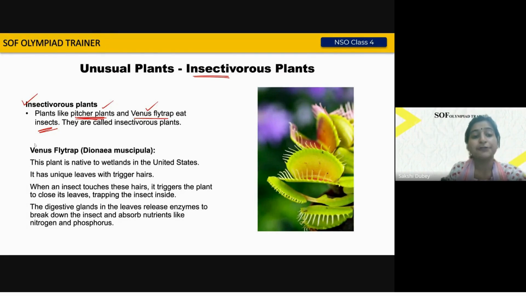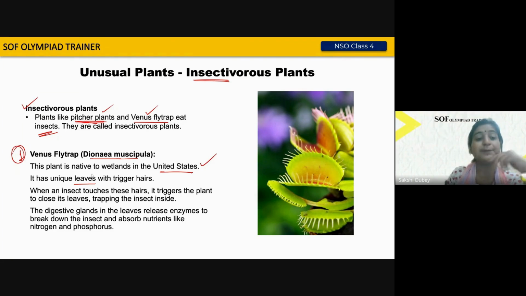Now first let's discuss Venus flytrap. This is the scientific name of Venus flytrap, Dionaea muscipula. This plant is native to wetlands in the United States. This is their occurrence. It is a unique plant, the Venus flytrap. It has unique leaves with trigger hairs.